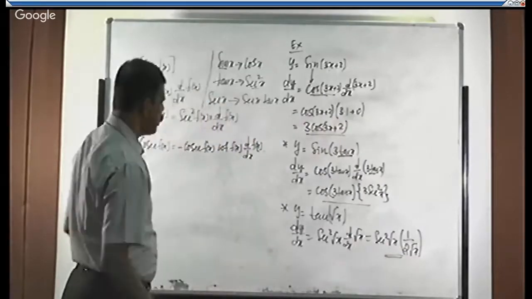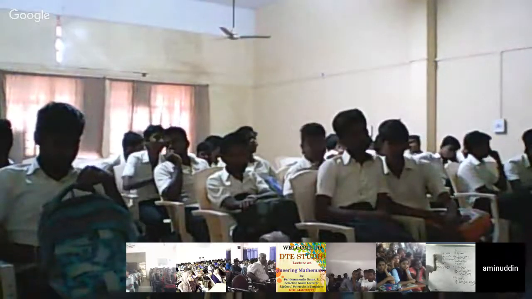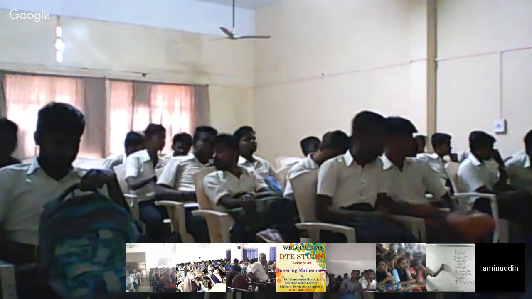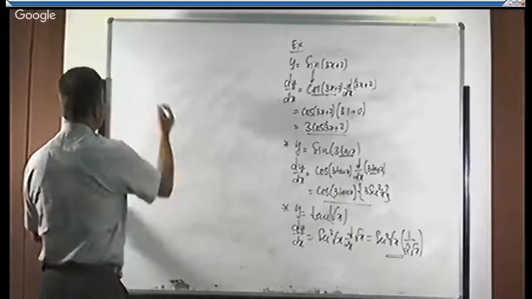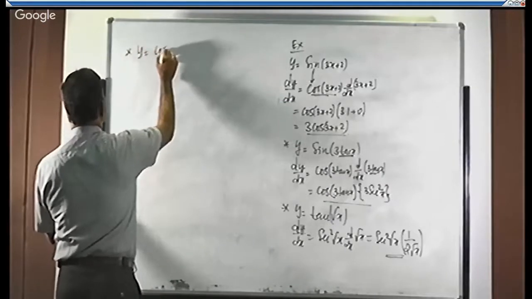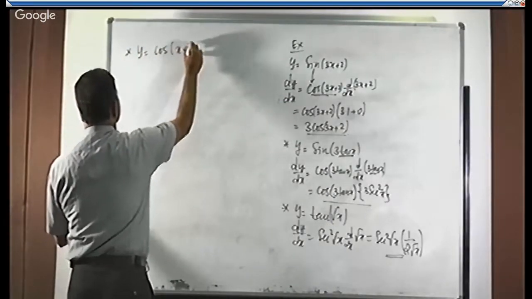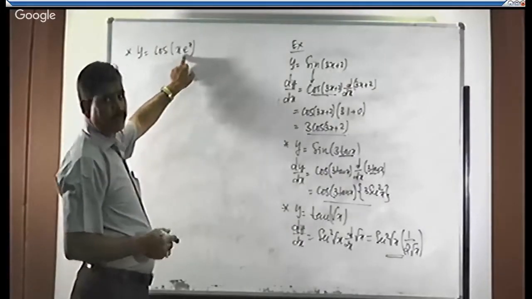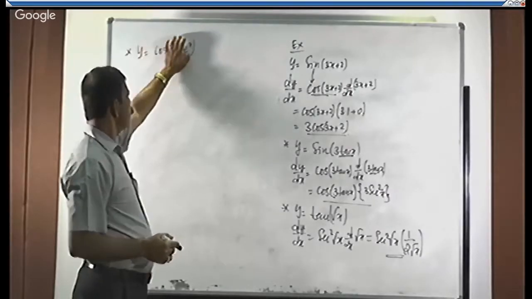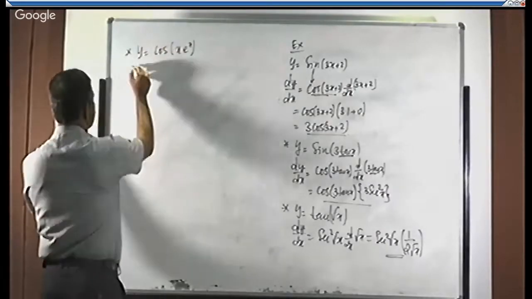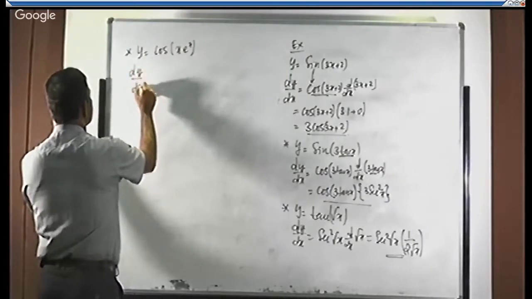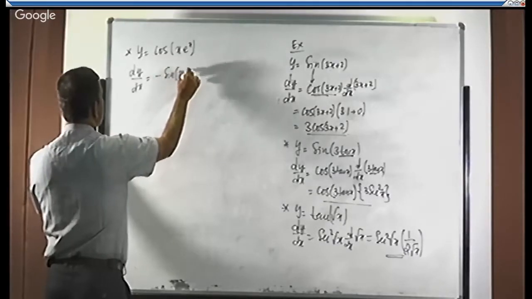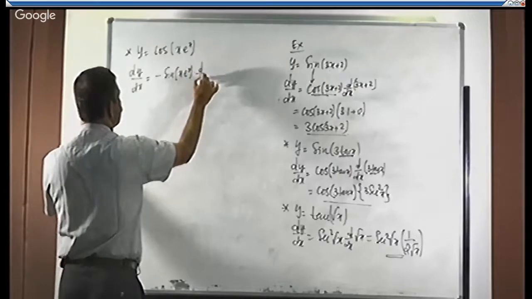Here the function may be a single term, or it may be a product of two terms, or it may be a quotient of functions. See this one. y is equal to cos of x e power x. What is the function here? x into e power x is the function. It is cos of the function. What is the differentiation of cos x? It is minus sin x, correct? So according to that, the differentiation of cos of a function is minus sine of the function into d by dx of the function.